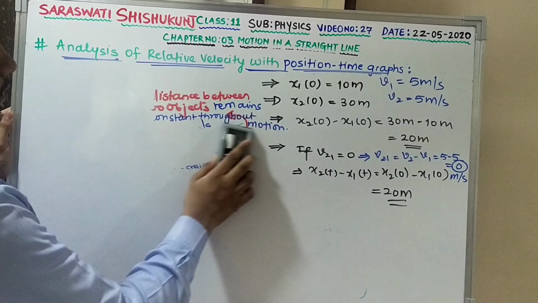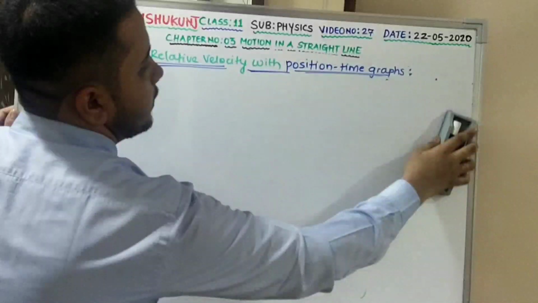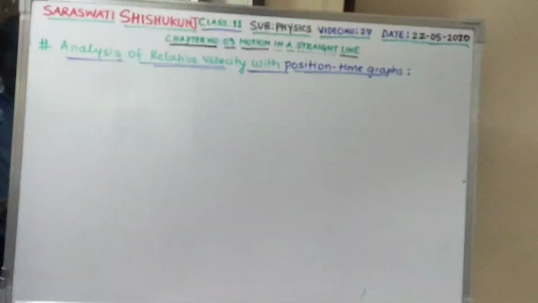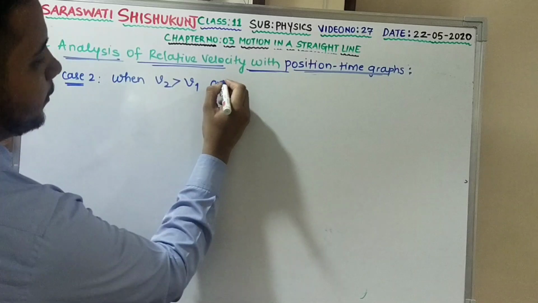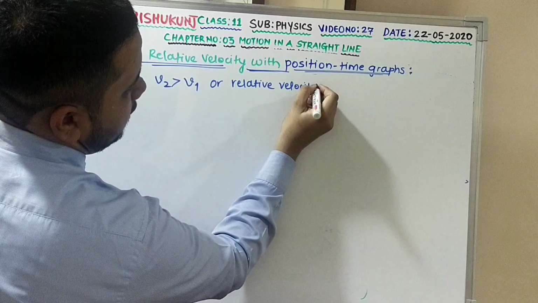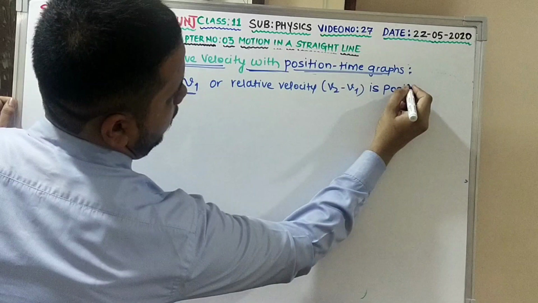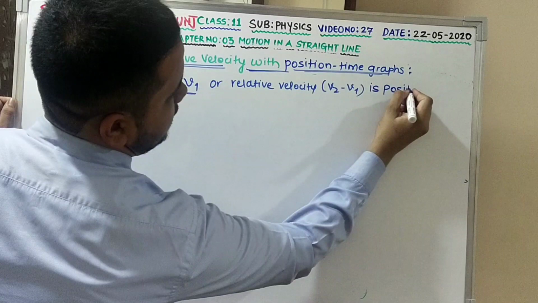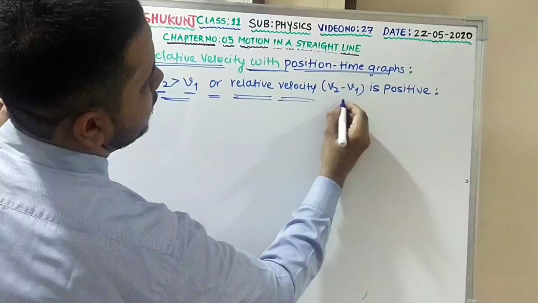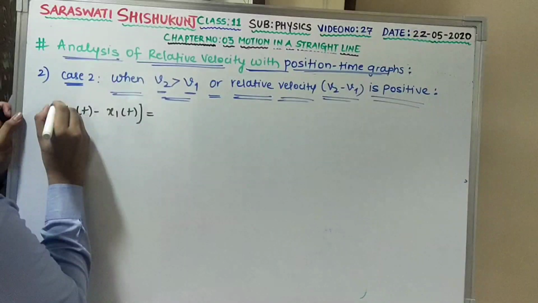The next case we have is case number 2. The second case we are going to study is when v2 is greater than v1. Relative velocity is nothing but v2 minus v1. If v2 is greater than v1, a bigger number minus a smaller number is always positive. Clear? So we are going to study when v2 is greater than v1, or relative velocity v2 minus v1 is positive.